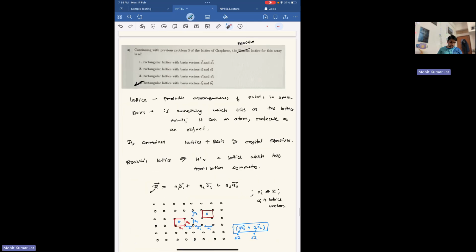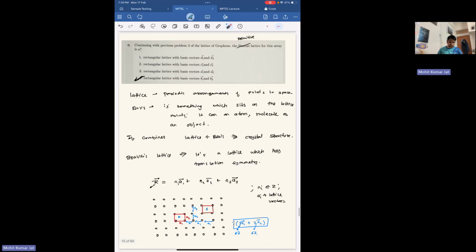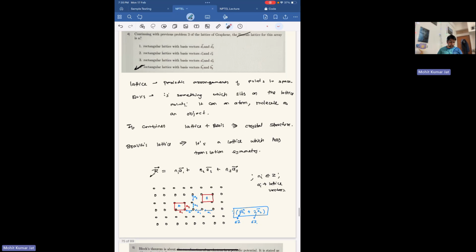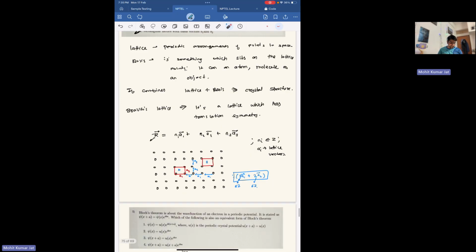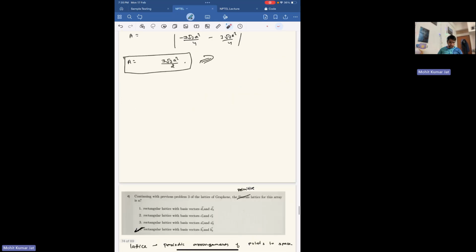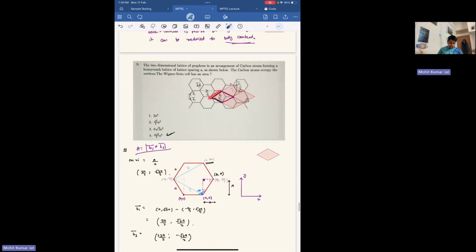In the next problem, continuing with the previous problem 3, the lattice of graphene, the Bravais lattice for this array is, I think, a primitive lattice. Because a Bravais lattice is not possible in the graphene lattice, the graphene lattice is made up of two Bravais lattices which are rotated with respect to each other. It's not a single Bravais lattice. So one should ask what the primitive lattice is in this case, and that will be this one made up of the b1 and b2 that we discussed. This is the primitive one out of the given options.